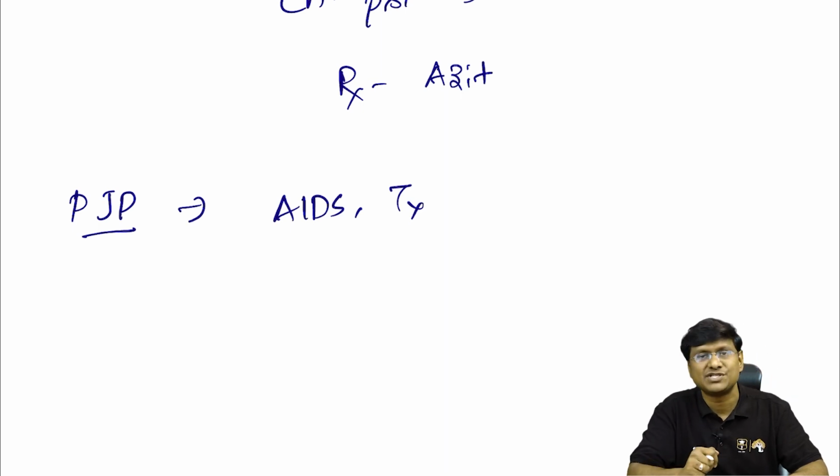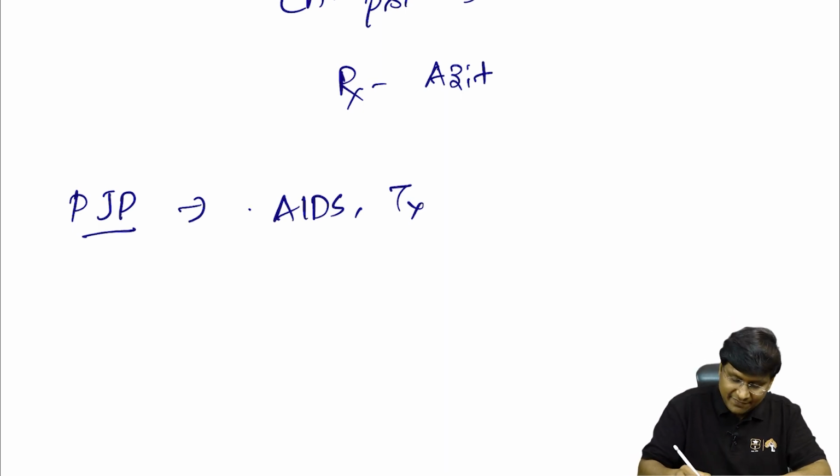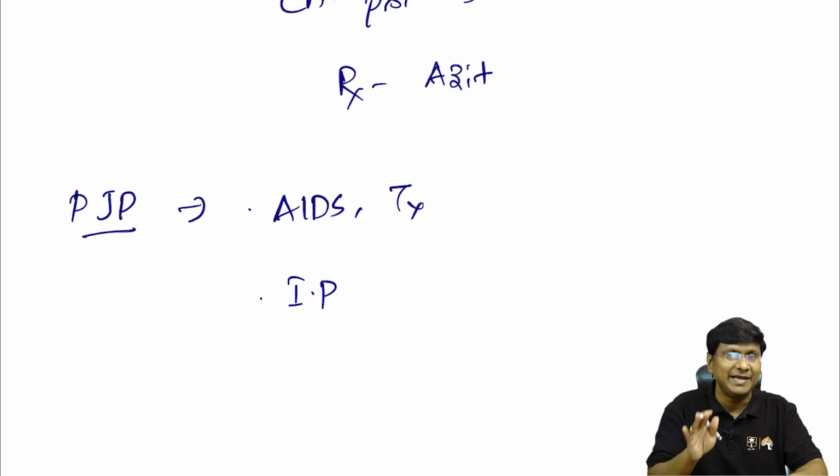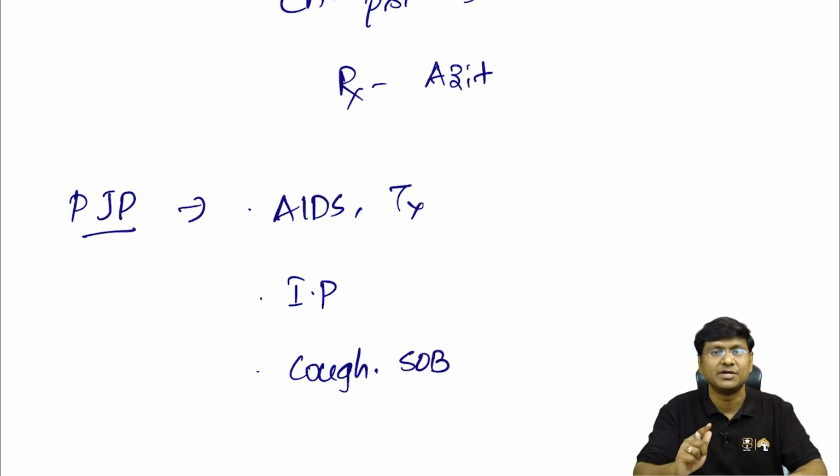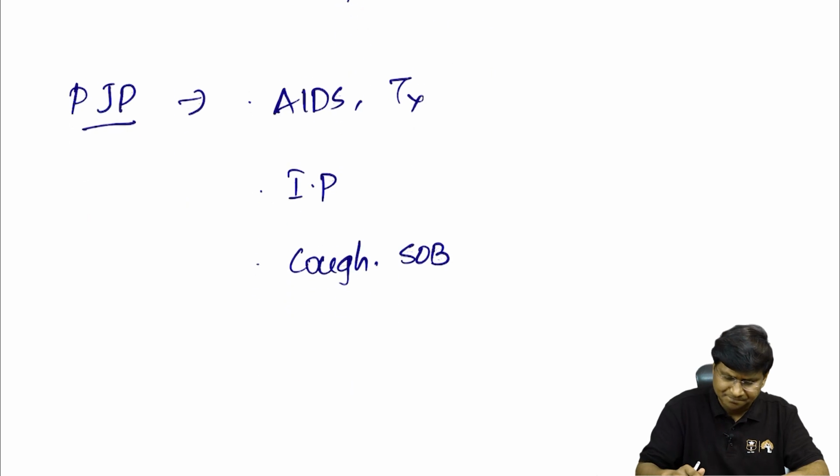In them, Pneumocystis jirovecii pneumonia is very common. Even in this Pneumocystis jirovecii pneumonia, there will be interstitial pneumonia. The clinical features will be dry cough and exertional dyspnea. That is what you will observe in case of Pneumocystis jirovecii pneumonia, right?